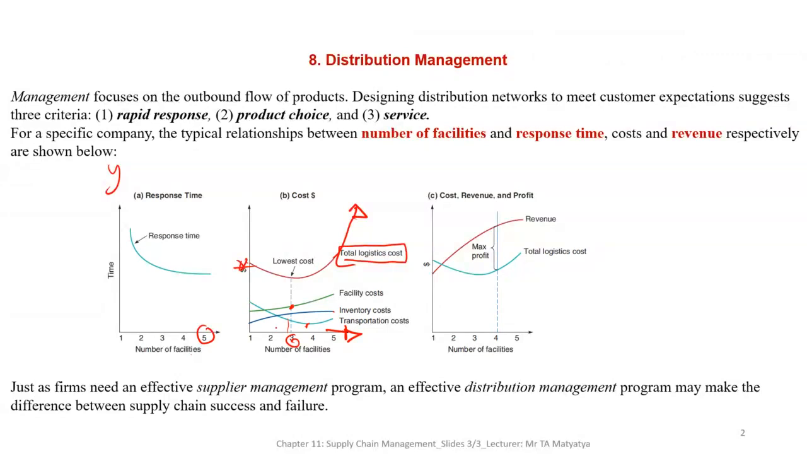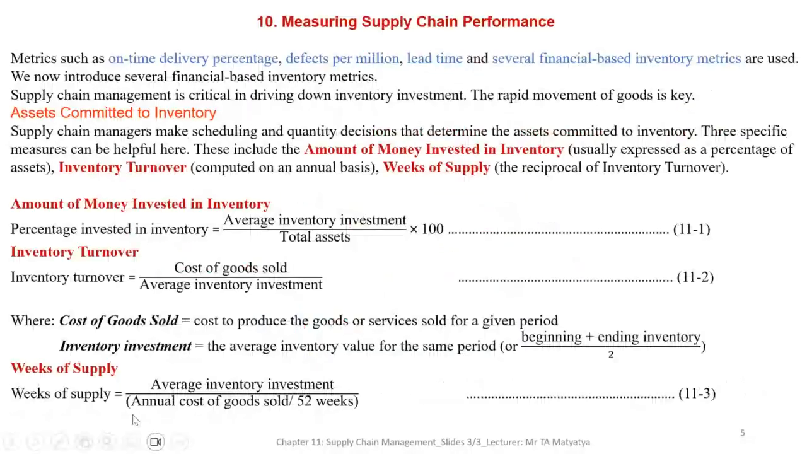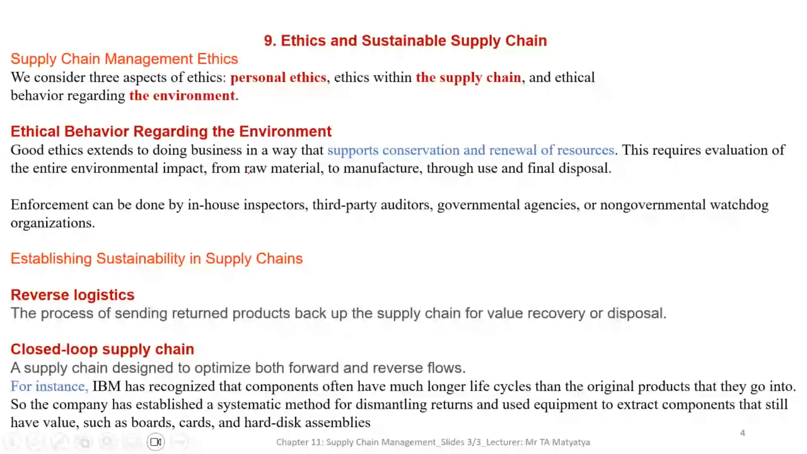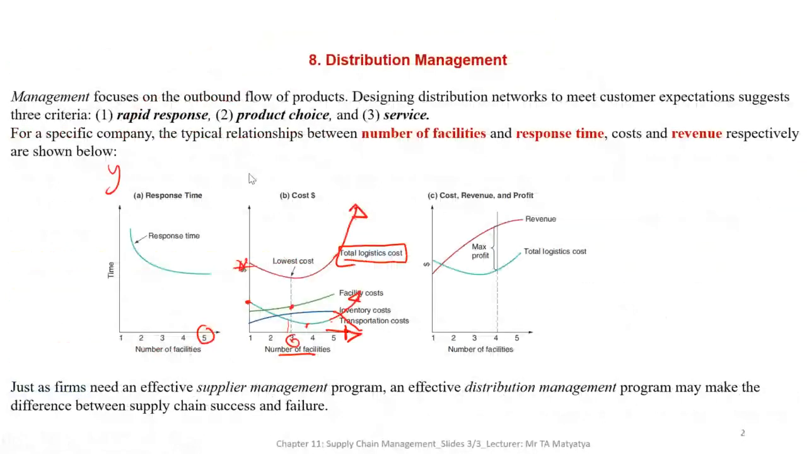And they say transportation cost, when you have fewer facilities, it's actually higher. Then the more facilities you have, the lower it gets. Then after that, it tends to go up. As you can see, it will definitely start to go up. But this one, it is projected to go down, which is the inventory cost. So your inventory costs are less when you have more facilities.